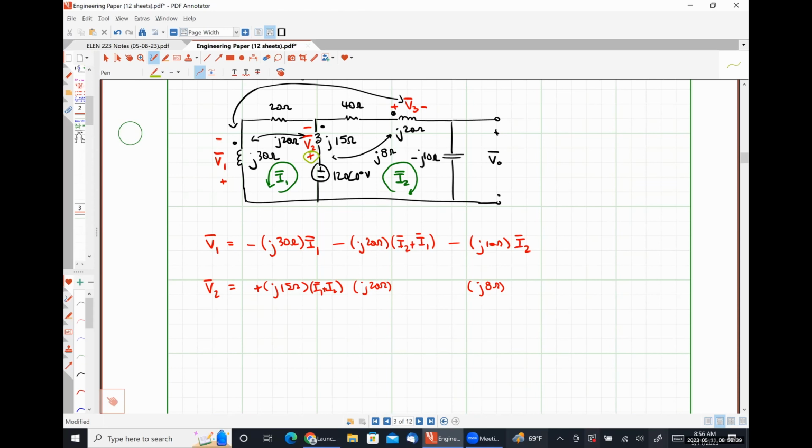Now I need to know what current is flowing into the undotted terminal of coil 1. So what would be the current flowing in? Negative I1, right? So negative I1 here would give us a plus sign there, which is the exact same thing as just putting a negative sign here with positive I1 there, right? And then we need the current flowing into the undotted terminal of the J20 ohm inductor at the top right. That's going to be negative I2. So we're going to have minus I2 like so.